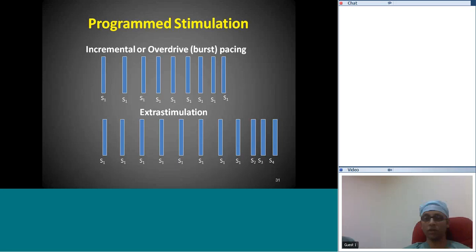Now with the extra stimulus, again we give a drivetrain at a specific cycle length of 500 milliseconds or 600 milliseconds, and then we give some extra stimuli. Now this is slightly complex, but I'll try to explain it to you as we go along.